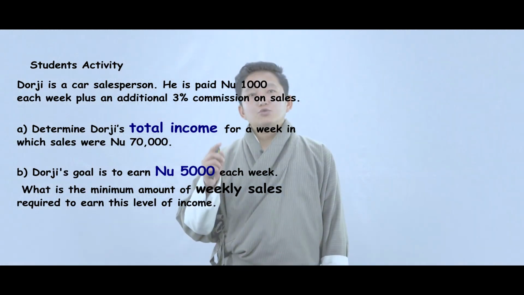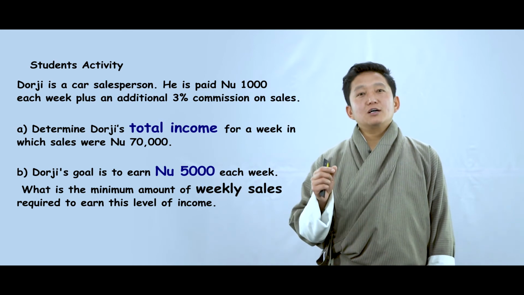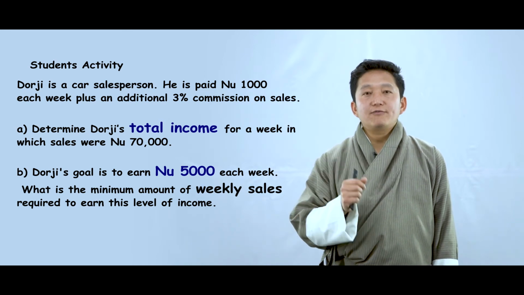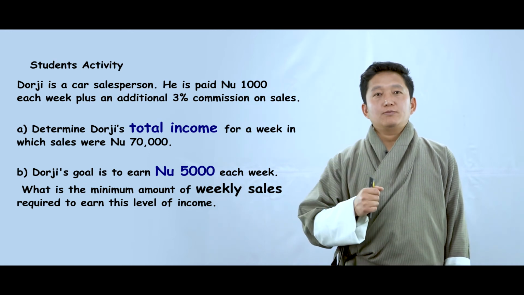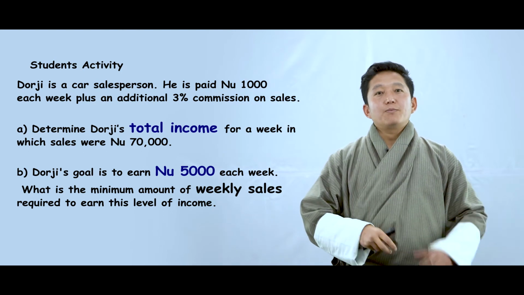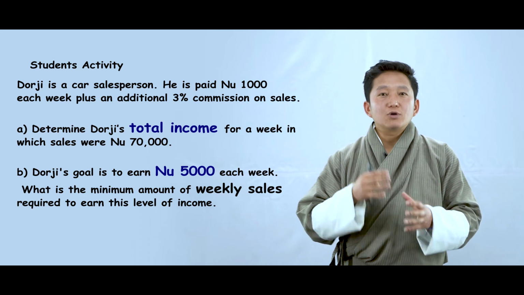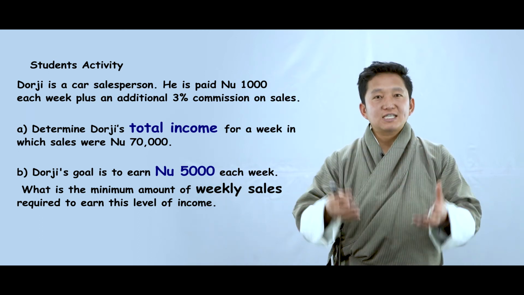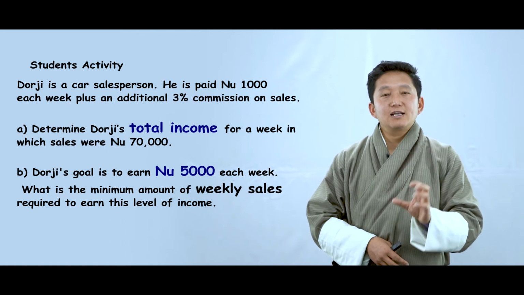Here you have two types of question, A and B. In A, you are asked to find the total income for a week. In B, you have a goal to earn that much amount in a week. But in order to achieve that goal, you have to work hard. How much do you have to sell? So you have to determine your total sale in B.